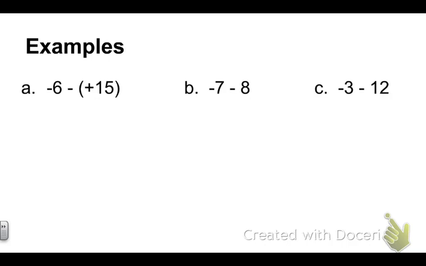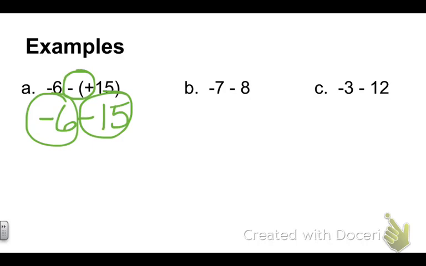So, for example, negative 6 minus a positive 15, get rid of those double signs. This is saying what's the opposite of a positive? Well, the opposite of a positive is a negative. So now look at it. I've got a negative 6 and a negative 15. They are both negative, so because they're the same sign, add them. It's 21, and use the same sign in the answer, negative 21.